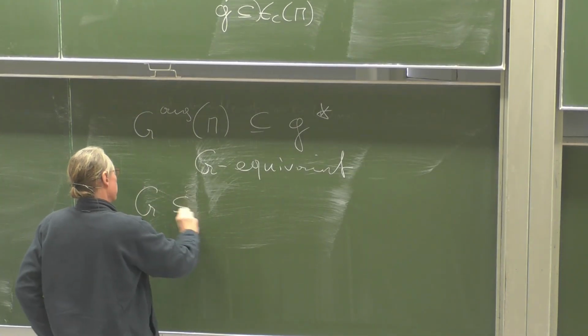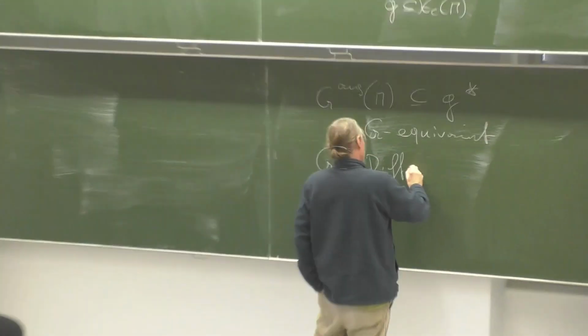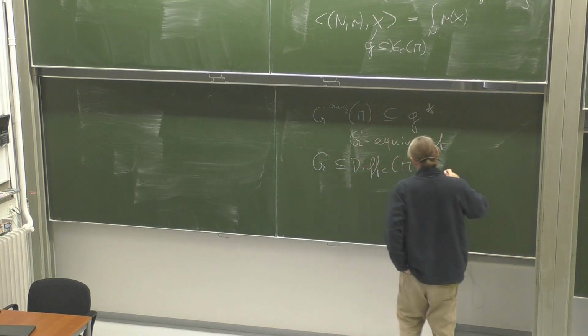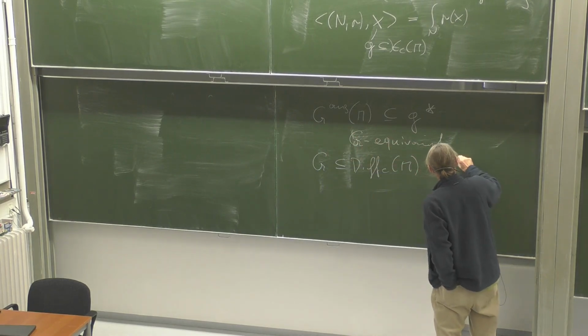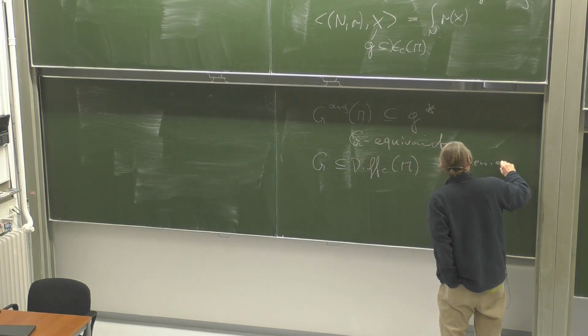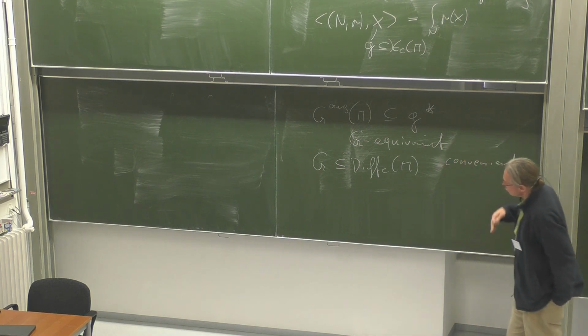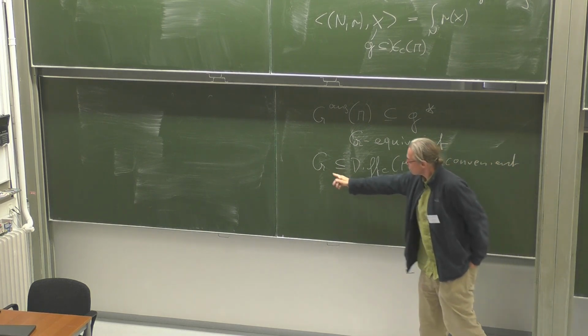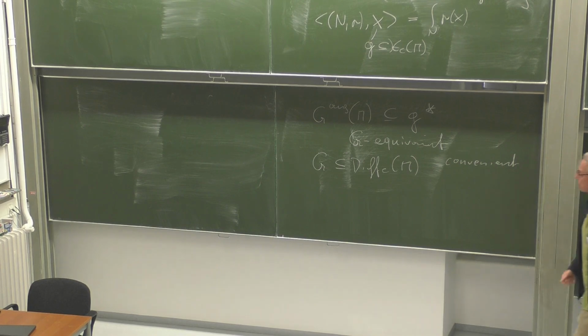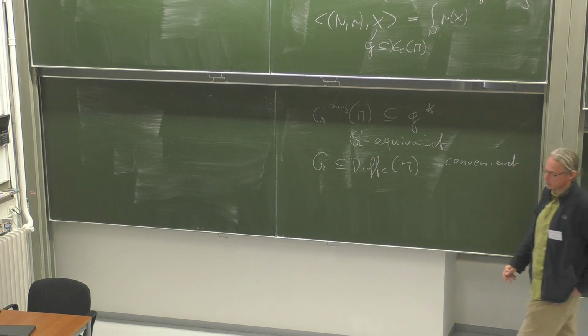G is some group of diffeomorphisms, and we will assume that this is a convenient Lie group. But I don't want to be very general. We will have very concrete groups in mind, such as the symplectic group, the Hamiltonian group, the group of volume preserving diffeomorphisms, etc.